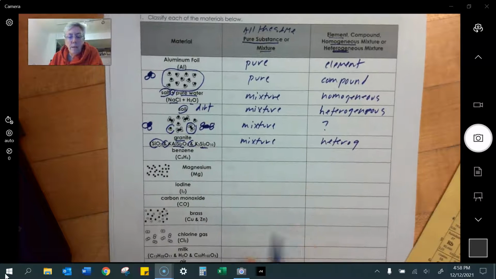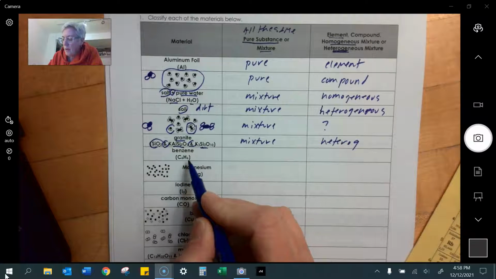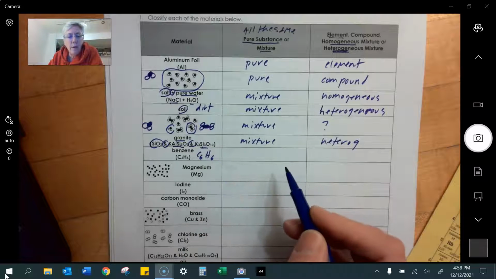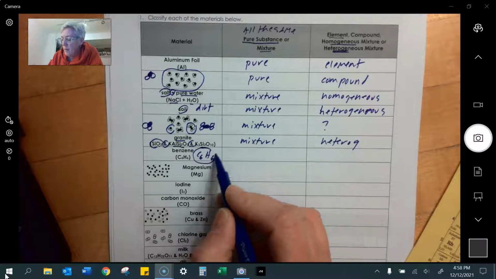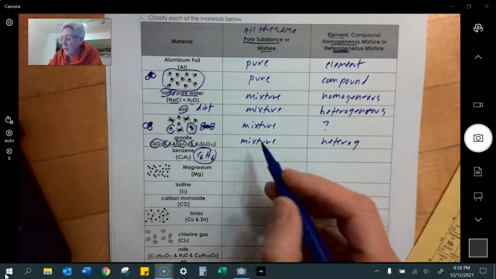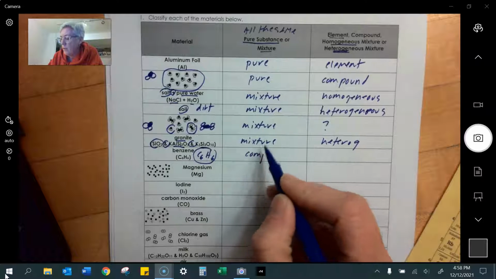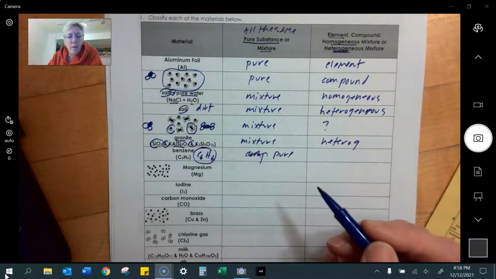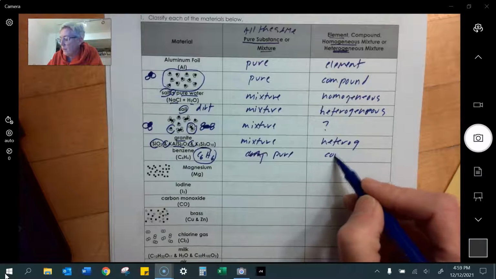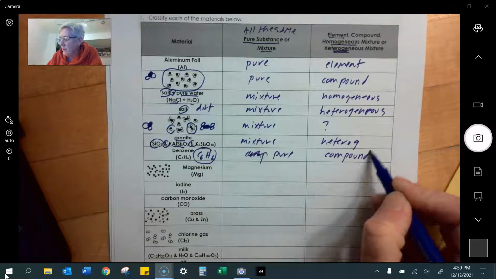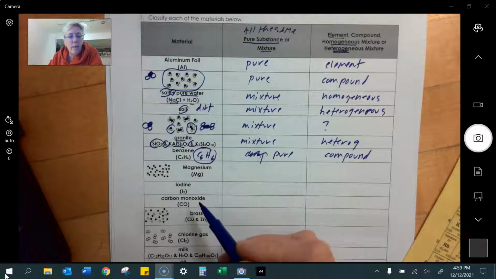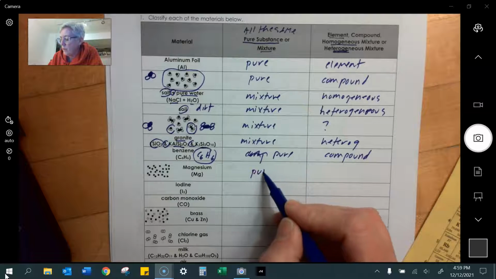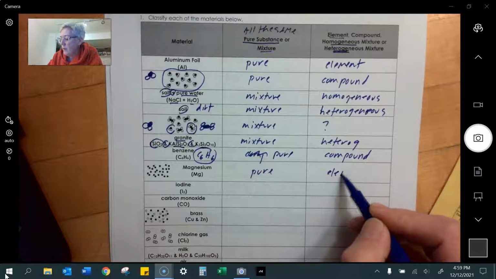All right, benzene, C6H6. We have the carbon element and the hydrogen element, and they're together in the same formula. So that is a compound. Oh, sorry, that's pure. The only thing in there is C6H6, and that's a compound. Alrighty, magnesium is an element straight off the periodic table. The only thing in there is magnesium, so that's pure. That's a pure element.